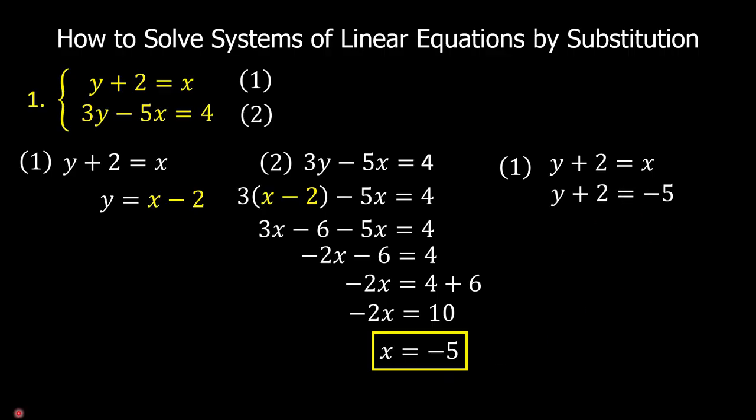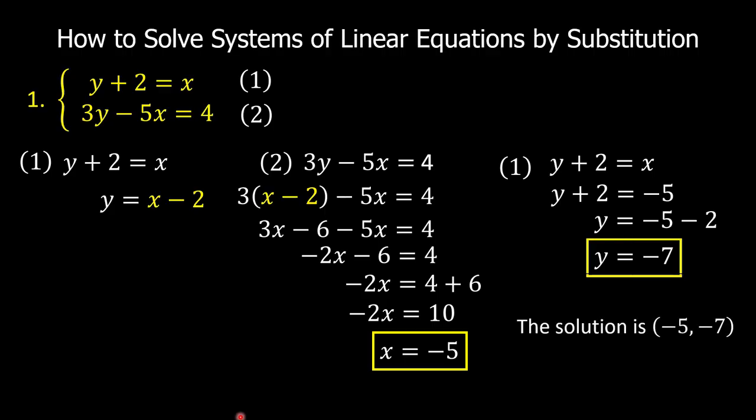So we have now y plus 2 is equal to negative 5. We transpose positive 2 to the right side. We change its sign from positive to negative. So we have now y is equal to negative 5 minus 2. So this is now equal to y is equal to negative 7. The solution is negative 5 comma negative 7.